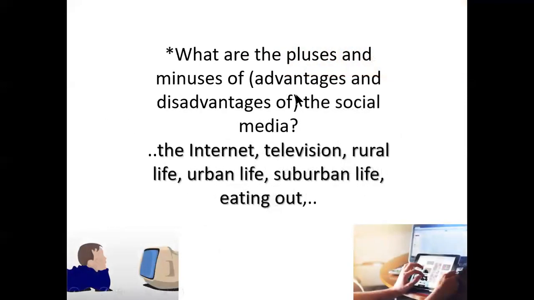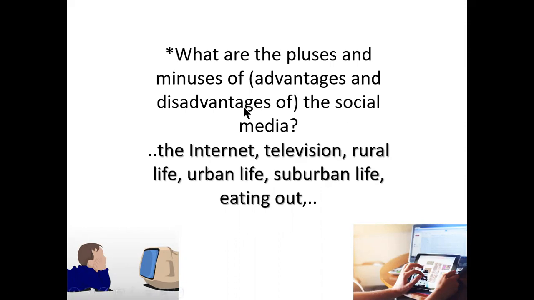What are the minuses and pluses? Yes, this is also useful in social speaking. What are the pluses and minuses, or advantages and disadvantages, of social media, for example? We can use those expressions like this. What are the minuses and pluses of the internet, of living in a city, for example?